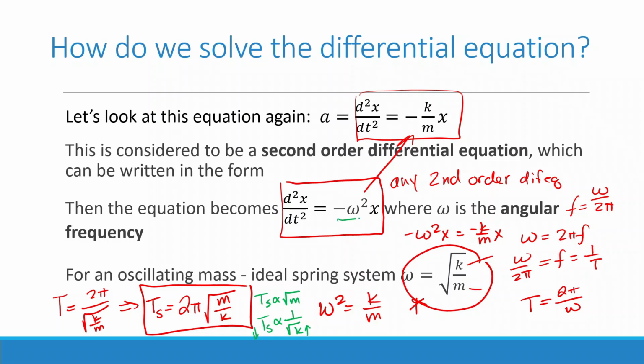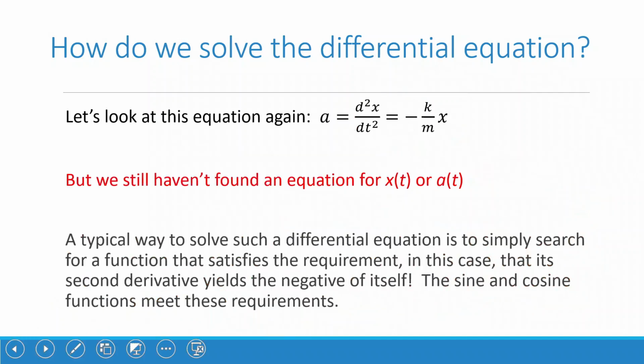But how did we know what this was? Well, that's the part that's kind of beyond the scope of the course. So we know now that our acceleration is dependent on k, m, and x. But we don't have functions for the position, velocity, and acceleration over time.